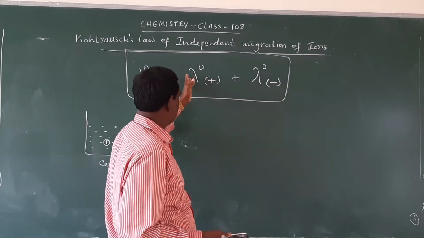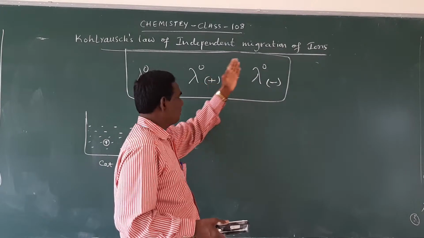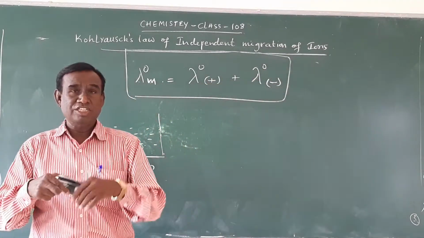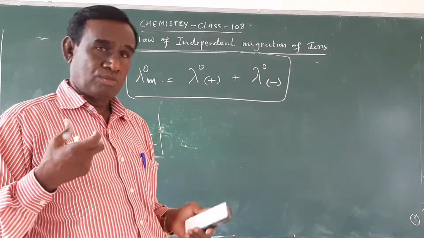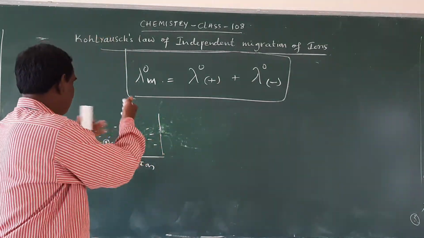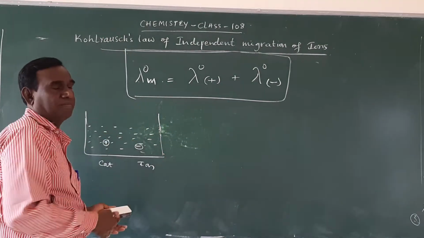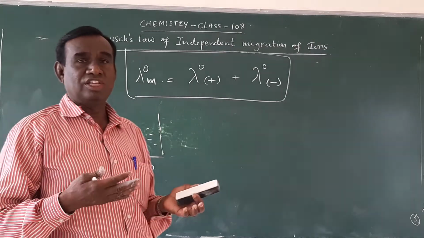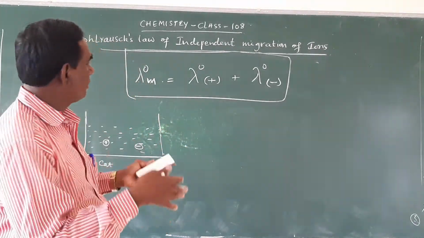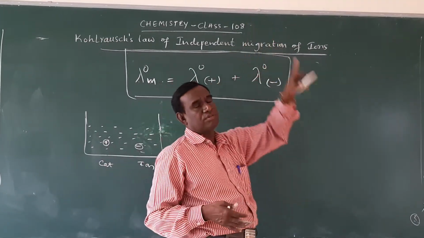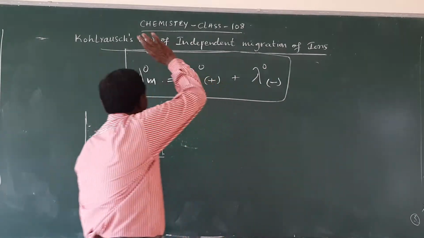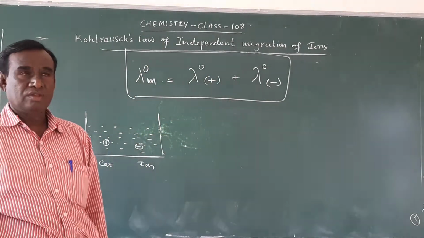That is molar conductivity at infinite dilution for cations and anions. That is, each ion contributes its conductivity to the total. That means the total conductivity of an electrolyte solution can be obtained from the contributions of the conductivities of cations as well as anions. That is called the Kohlrausch law of independent migration of ions.